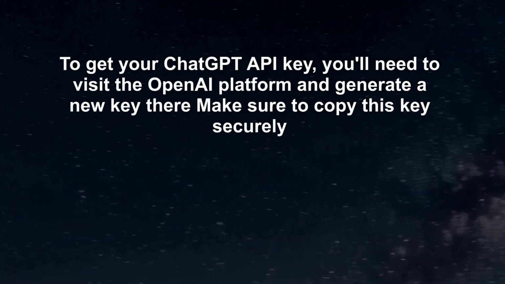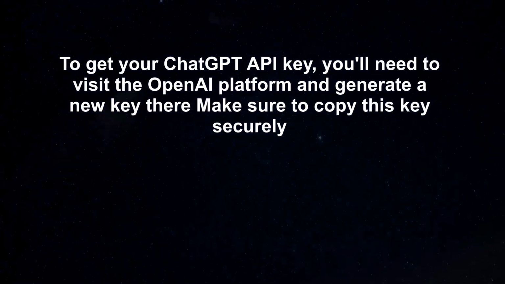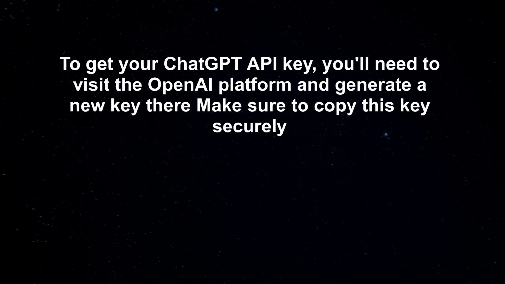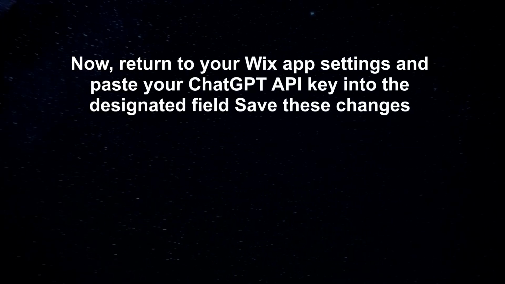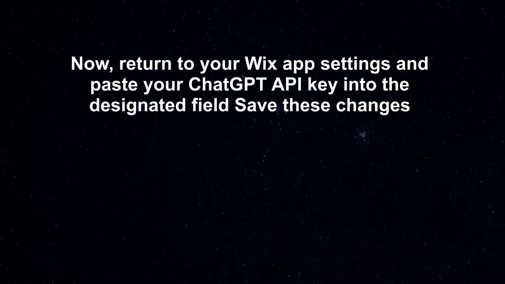To get your ChatGPT API key, you'll need to visit the OpenAI platform and generate a new key there. Make sure to copy this key securely. Now return to your Wix app settings and paste your ChatGPT API key into the designated field.